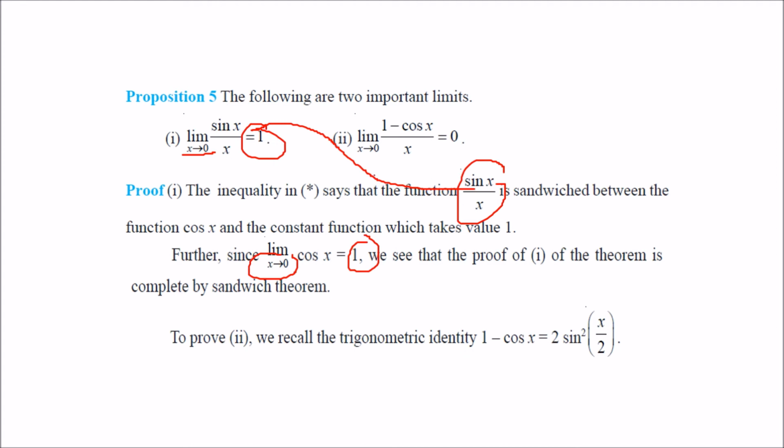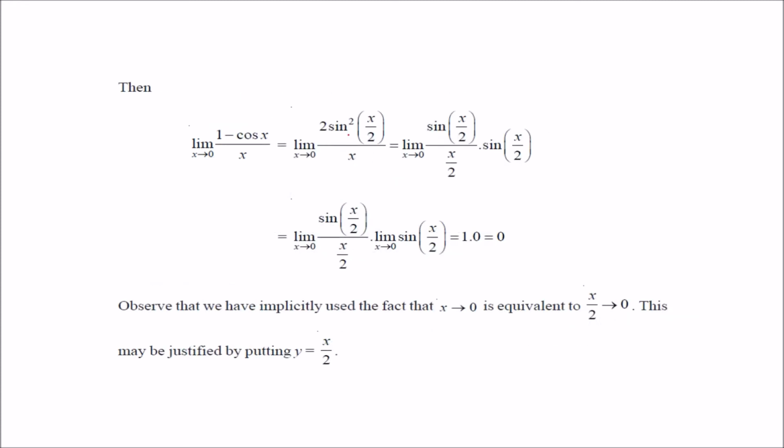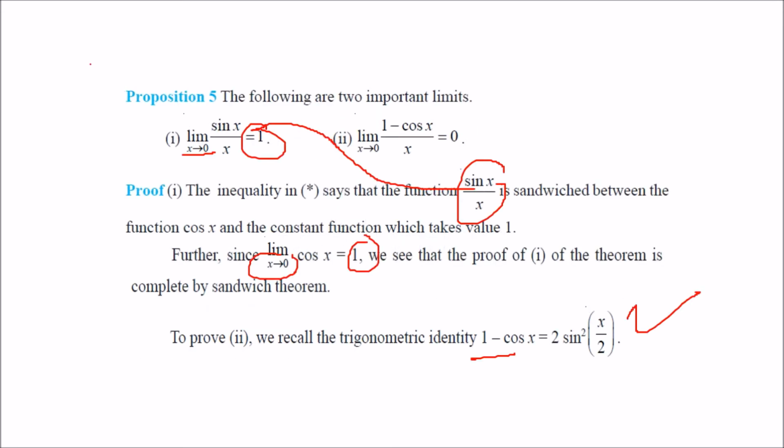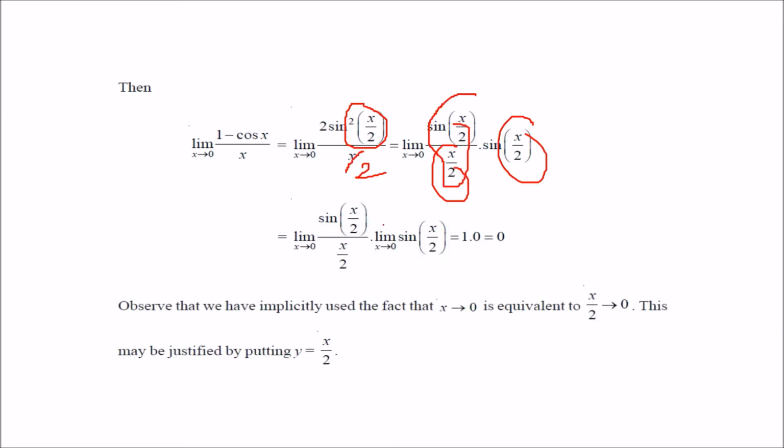Now 1 minus cos x by x: 1 minus cos x can be written as 2 sin square x by 2. You have already learned it. So let us write it as 2 sin square x by 2 by x. Let us make it x by 2 and take 1 sin x here, 1 sin x here. This is what we have just proven: sin x by x is 1. So place 1 here. And this is what? 0. So you get 0.